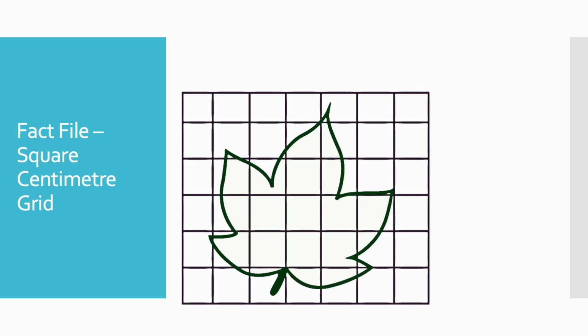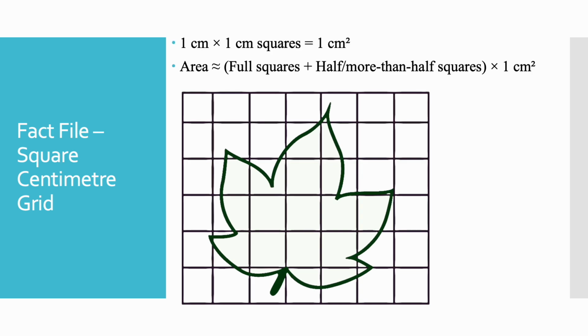When dealing with irregular shapes, we often use square centimeter grid to estimate the area. Each square on the grid is 1 centimeter multiplied by 1 centimeter, so its area is 1 centimeter square. To estimate the total area, we can use this trick. First you will count all the full squares and then add half or more than half squares. Then multiply the total by 1 centimeter square to get an approximate area.